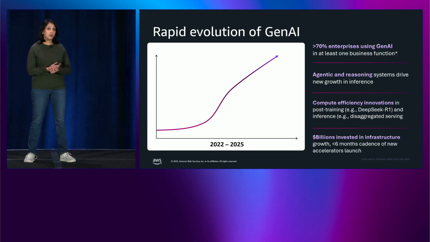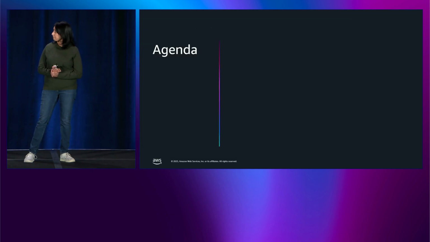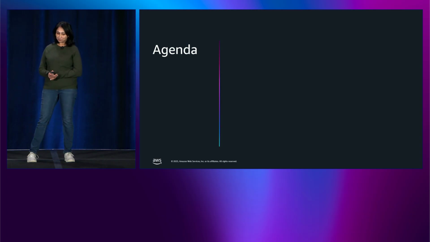Now, here at AWS, it is our mission to build the best place for generative AI training and inference. And that means building the best compute infrastructure and software systems to solve these unique challenges. And that's why we are excited to talk to you about SageMaker HyperPod and EC2 UltraServers today.